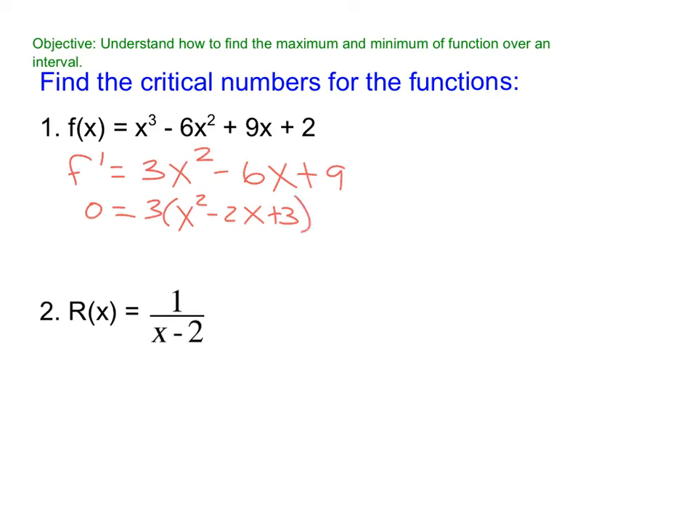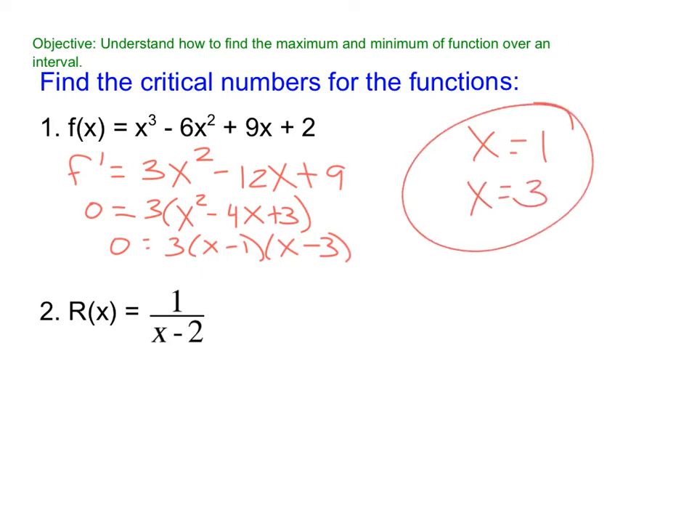Did I do that wrong? Yeah, I did that wrong. I'm going too fast. That's 12. So then that's a 4. That's what I get for trying to do this too fast. All right, so then I factor x minus 1, x minus 3. So my critical numbers are x equals 1 and x equals 3. All right, so those are my critical numbers. They could be max or min values, but we don't actually know.